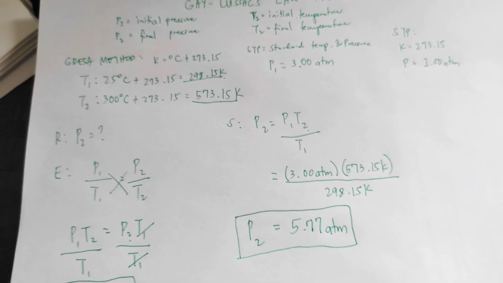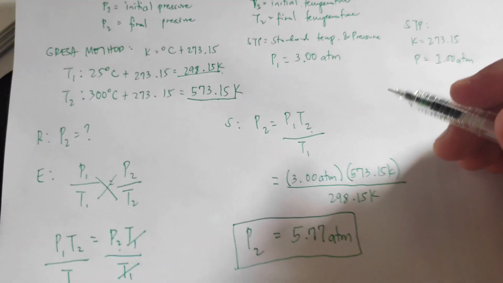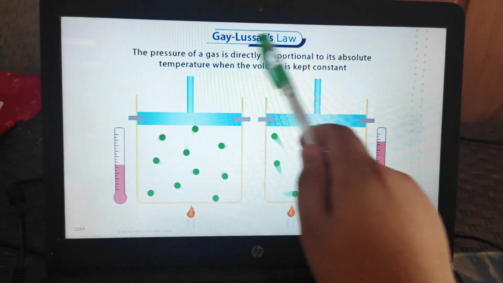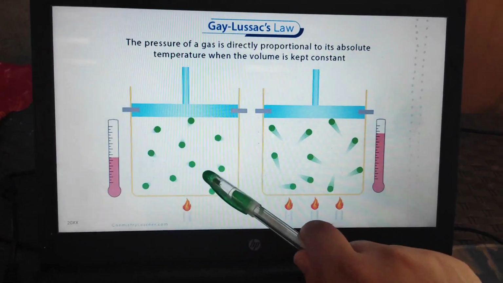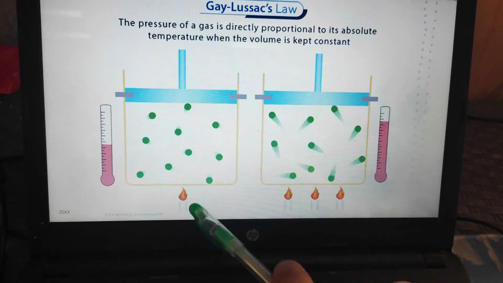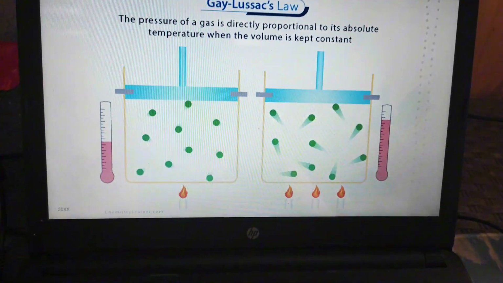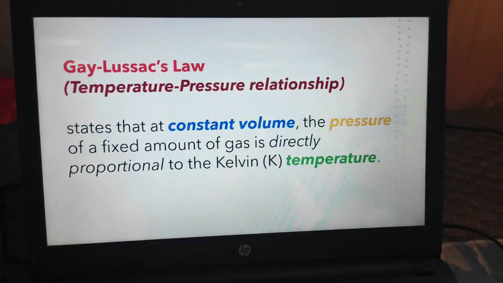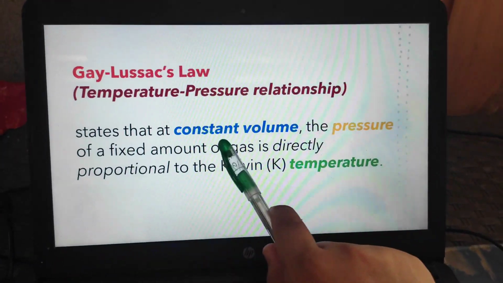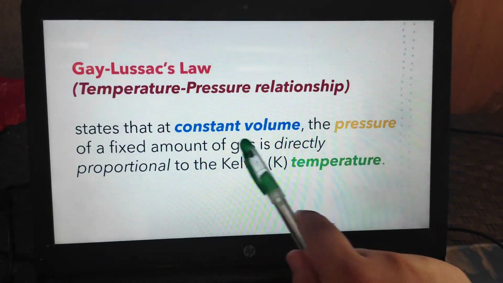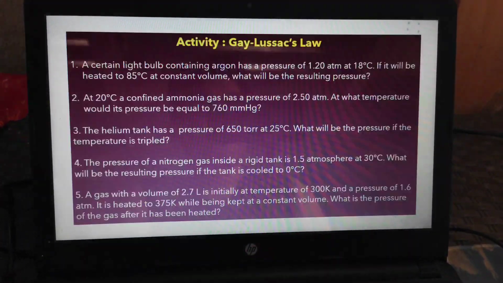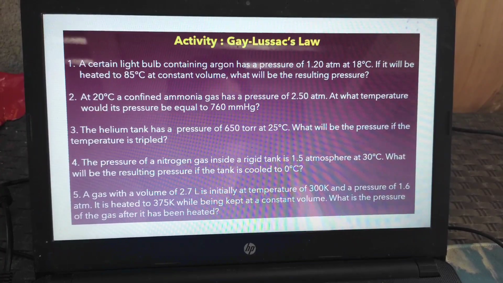Therefore, we can conclude that when the temperature increased, the pressure also increased. So Gay-Lussac's law: as the temperature increases, the pressure also increases, and as the pressure decreases, the temperature decreases, and vice versa. Gay-Lussac's law is the relationship between temperature and pressure, and it states that at constant volume, the pressure of a fixed amount of gas is directly proportional to its Kelvin temperature. This is your activity for today.